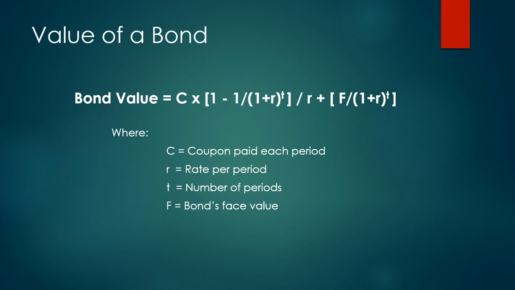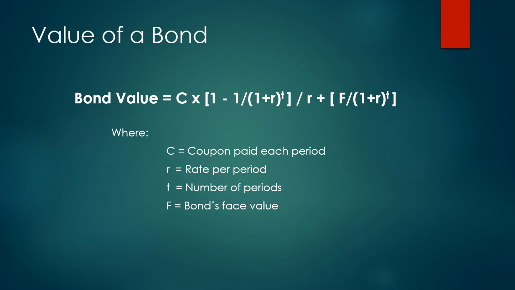And so here we have the bond value, and we have C, which is the coupon paid each period. C times 1 minus 1 over 1 plus R, which is the rate per period, raised to the T, which is the number of periods, divided by the rate, plus the bond's face value, which is F, divided by 1 plus R raised to the T. So that's our basic formula to figure out what the price of the bond should be.